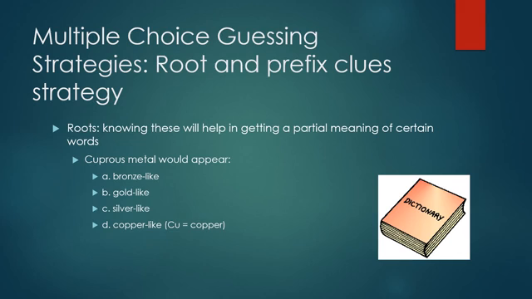Root and prefix clues strategy. Knowing root words will help in getting a partial meaning of a certain word. For example, cuprous metal would appear A, bronze-like, B, gold-like, C, silver-like, or D, copper-like. The correct answer is copper because Cu is the chemical symbol for copper.